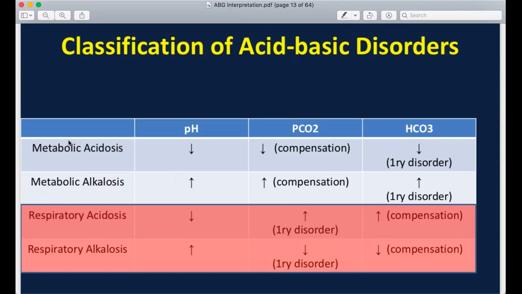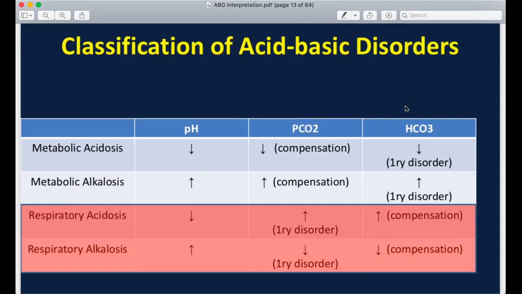Let's suppose this is not given, and only pH, PCO2 and HCO3, three things, are given. Now, how are you going to find out if this is a compensation or a primary disorder? We are going to look at the pH values first of all. We are going to see if this is acidotic or alkalotic, right? So if it's decreasing, then it's acidotic.